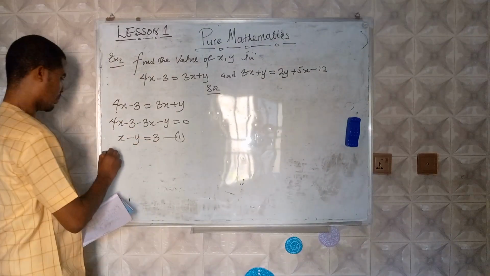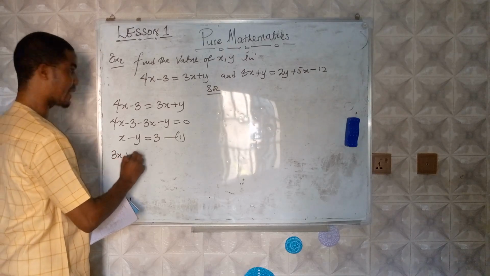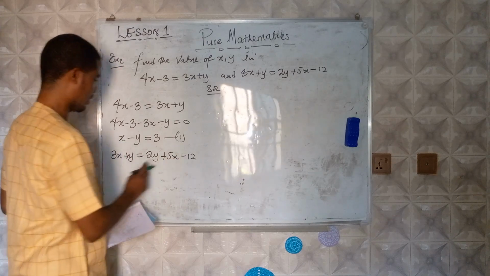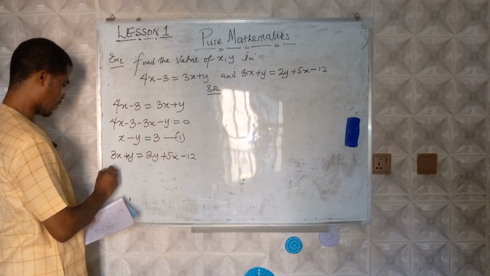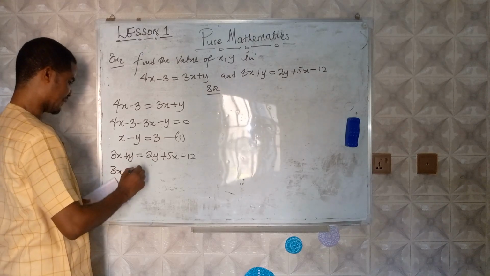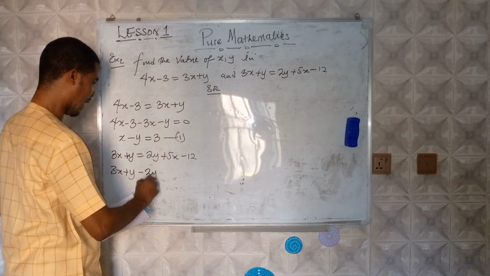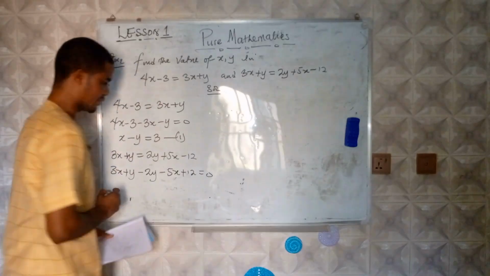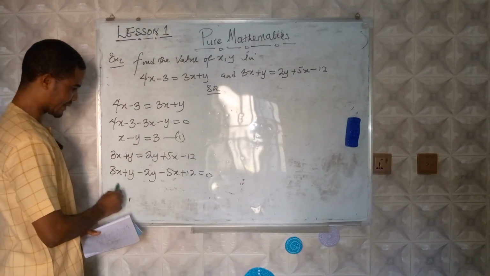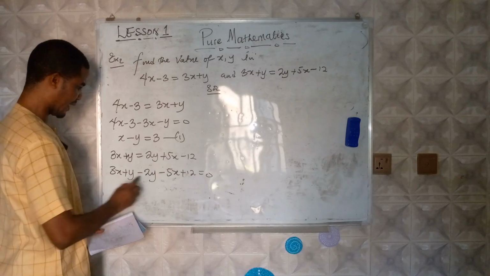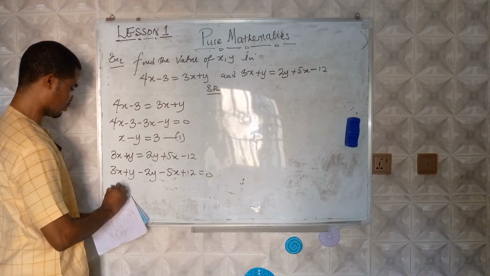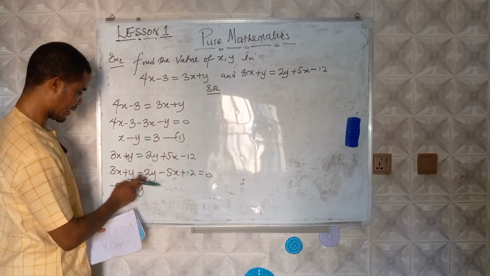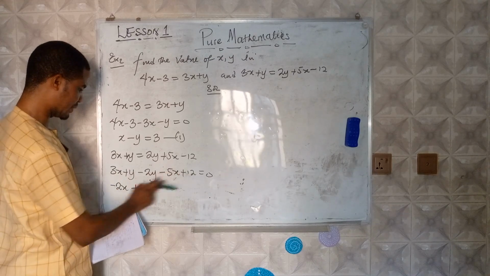Then we pick on this. We have 3x plus y equals 2y plus 5x minus 12. So what I'm going to do is also bring everything to the left hand side. We have minus 2y, minus 5x plus 12 equals 0. Collecting like terms, 3x minus 5x will give me minus 2x. The other one is then plus y. Then this is a constant. Remember this, and this is gone.